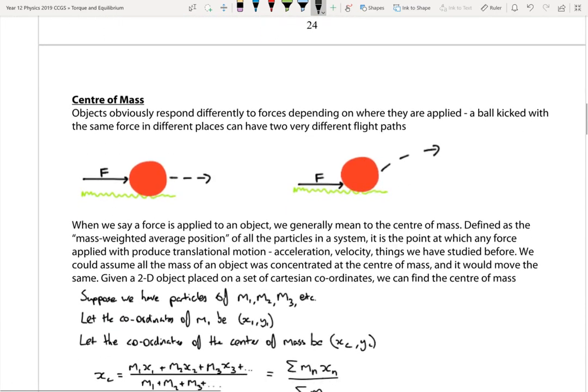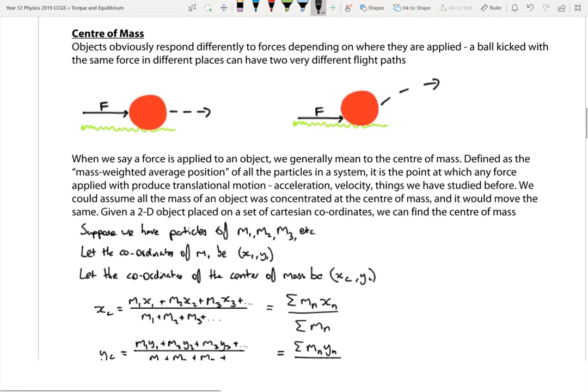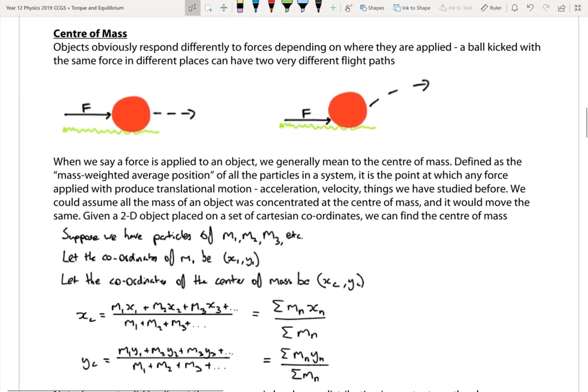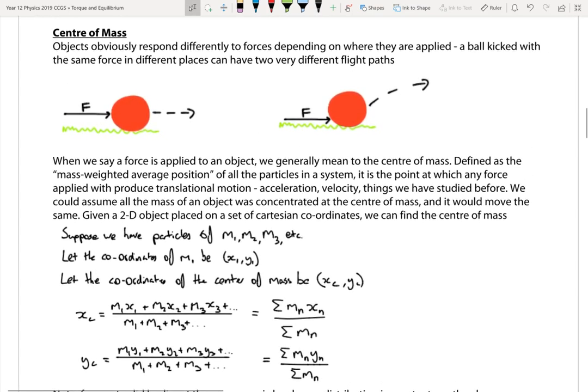Centre of mass. Obviously, objects have volume, and depending on where you apply the force, different things would happen. As I said before, if your force is applied towards the centre of mass, you're going to move it translationally. If you apply a force away from that, it's going to start to rotate.